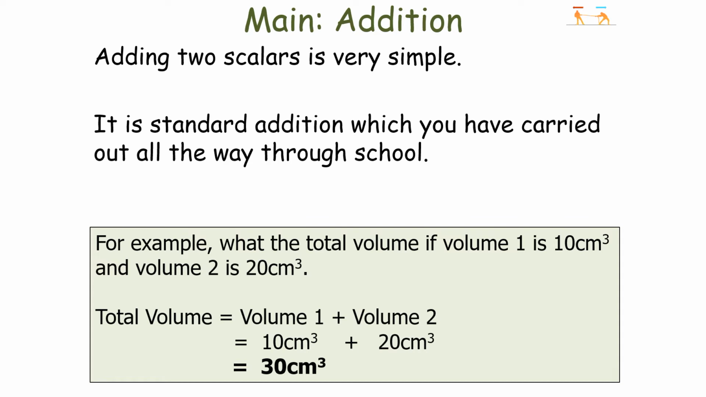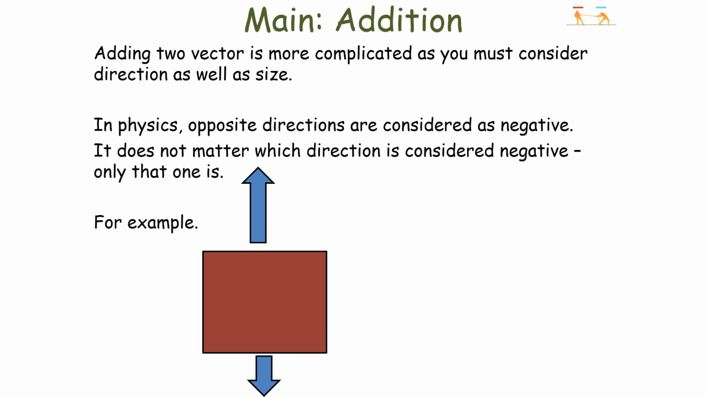Well, you just got to add the two volumes together because they are scalars. Whilst adding two vectors together is more complicated, as you've got to consider the direction as well as the size. Now, like we mentioned before, in physics, opposite directions are considered as a negative. Now, it doesn't matter which direction is considered a negative, only that one is. So for example, this could be the positive and this could be the negative, or conversely, that could be the negative and that could be the positive.